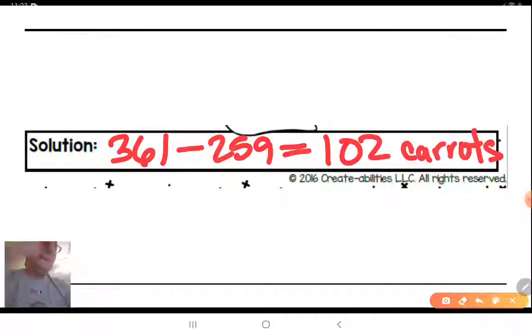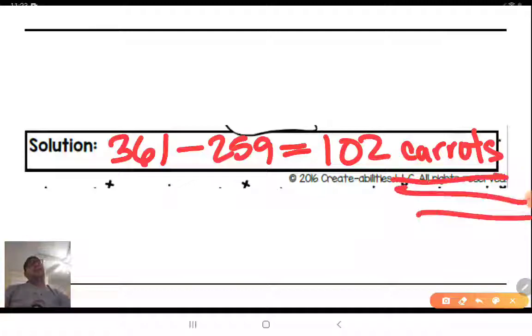Carrots. Remember, this is what we're talking about, carrots, so we write the word carrots. Okay, it's not 102 rabbit feet. It's 102 carrots that the rabbit ate. So the solution was 361 minus 259 equals 102 carrots. And that's pretty much it.